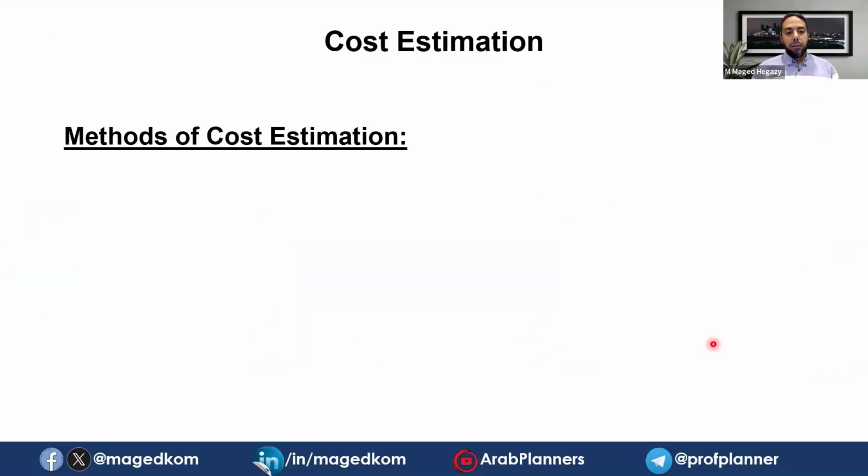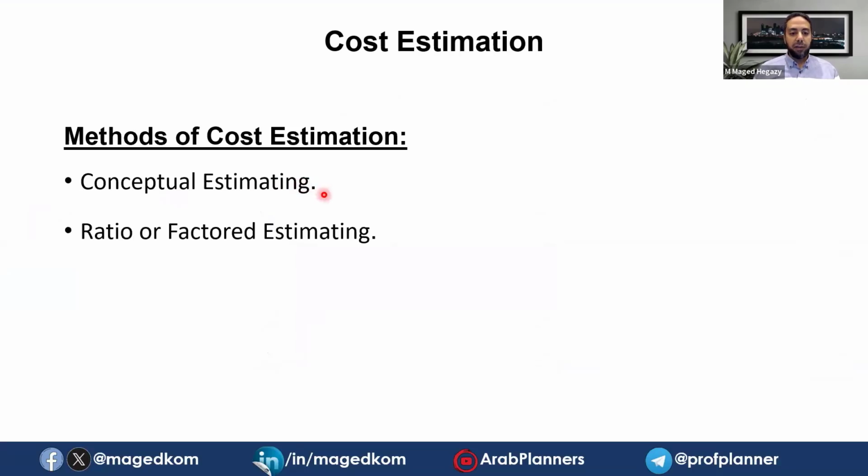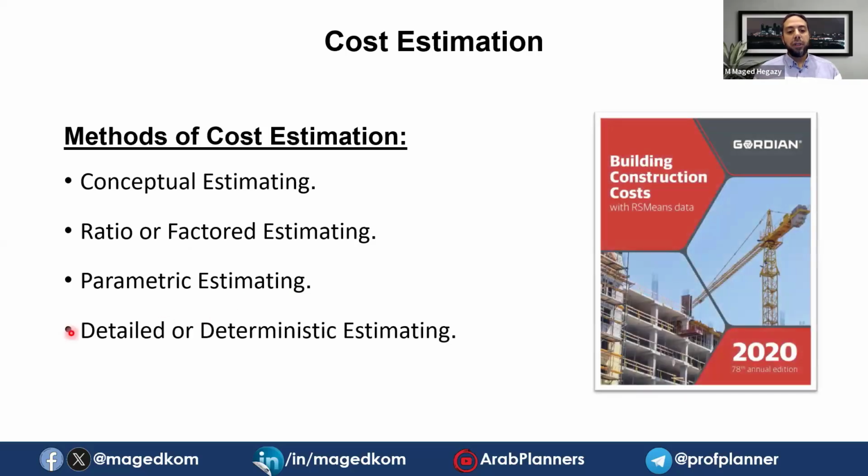Cost estimation: there are different methods and approaches for cost estimation depending on the stage of the project and the level of detail you have. If you're still at the beginning, you do only conceptual estimating, like rough estimating, which will not be accurate. Sometimes you have more data about the project, so you can go to ratio or factored estimation, comparing with similar projects. Parametric estimation uses more factors. You are not only comparing one ratio, but comparing with multiple factors. Or when you have all details of the project, you do detailed or deterministic estimation.